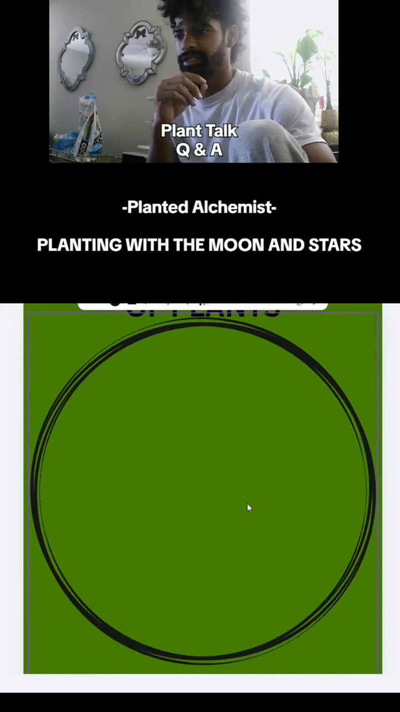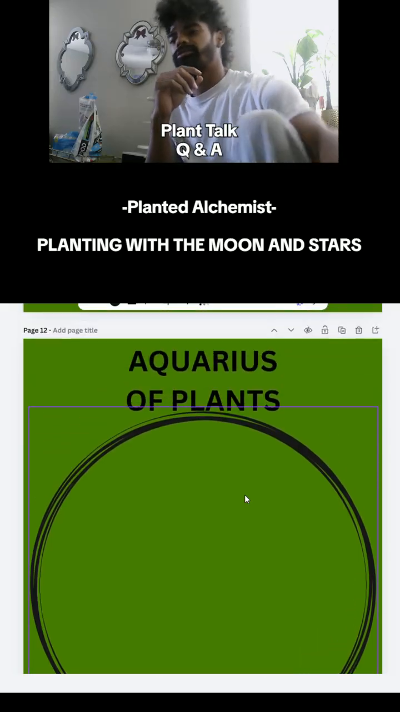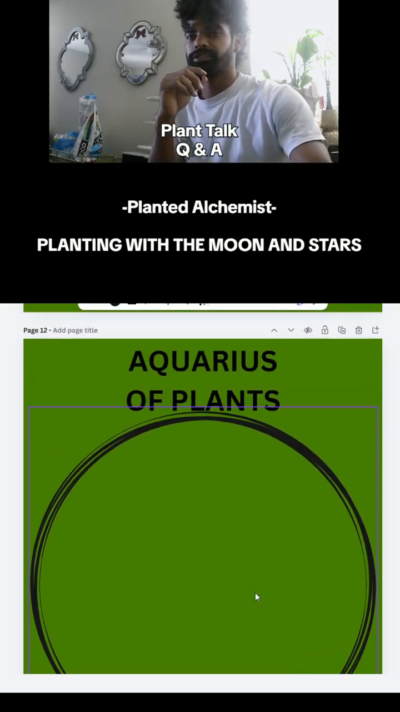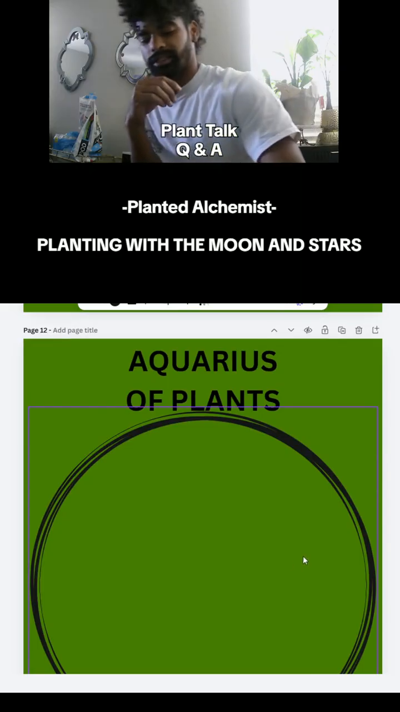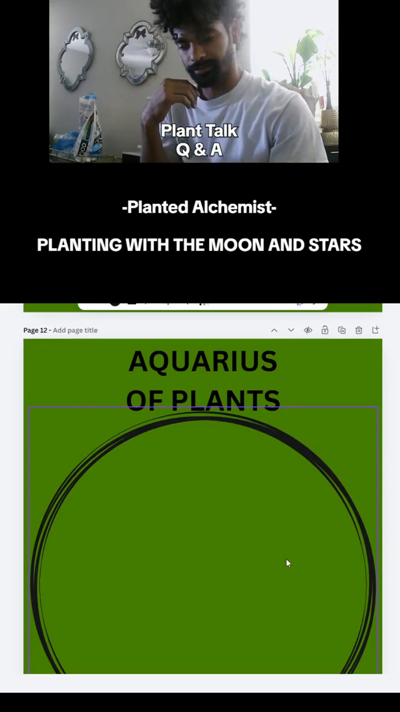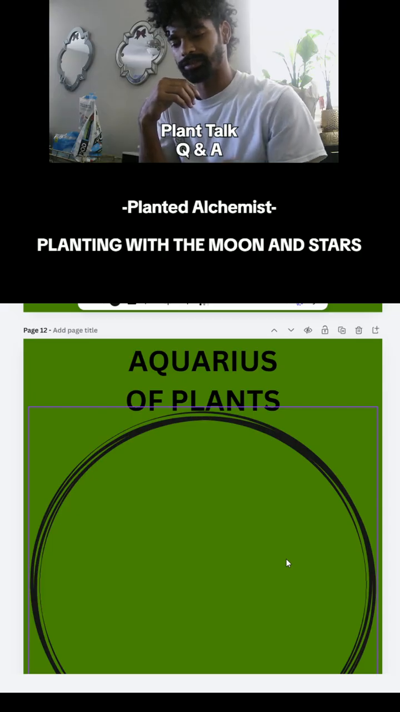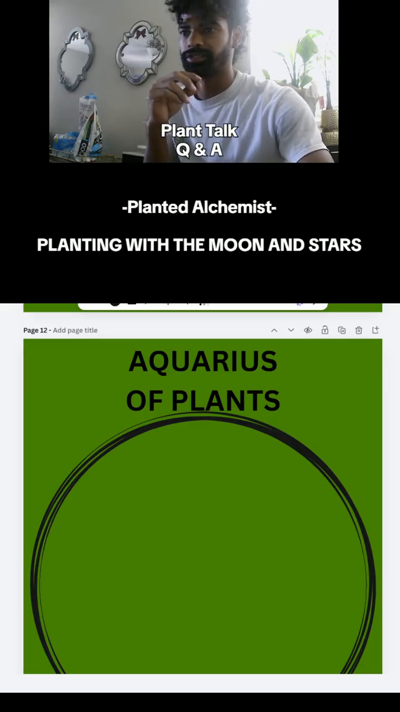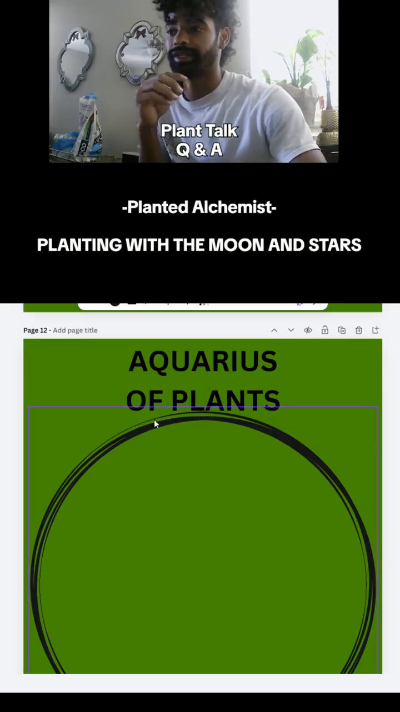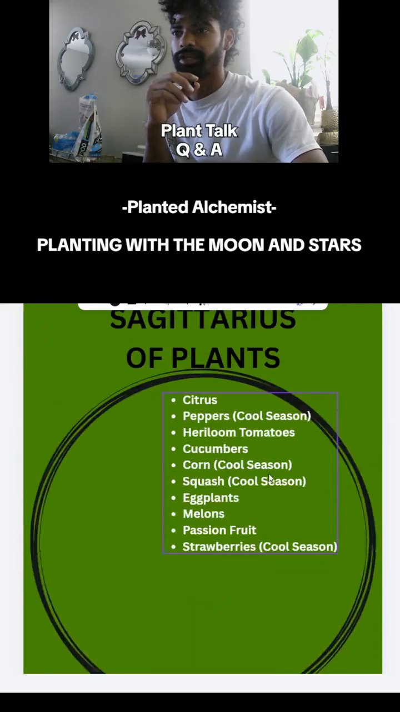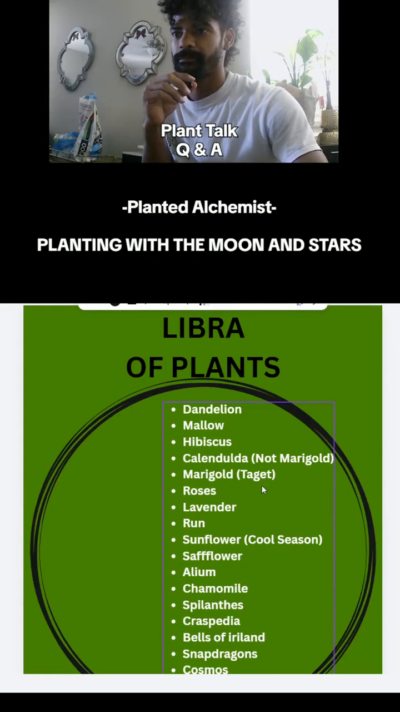Aquarius of the plants. And Aquarius is an air sign, so Aquarius is a mix of air signs. All the plants that are energetically connected to Aquarius will be plants that are used for flowers. So this is when you have flowers.